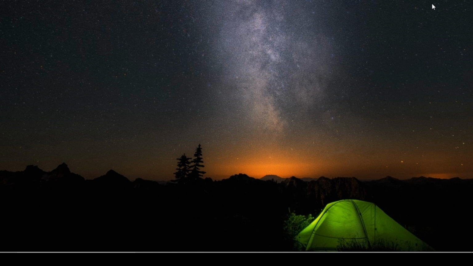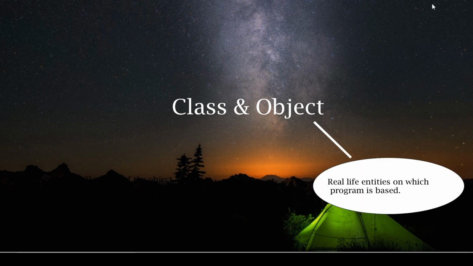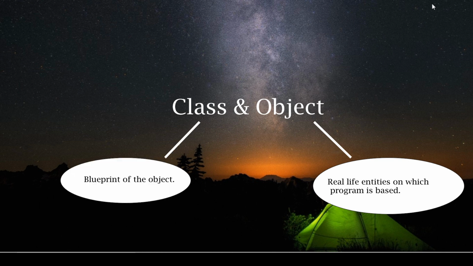The first topic that we will discuss is classes and objects. I have told you that objects are the real life entities on which we make the program, and classes are the blueprint of those objects, where the prototype of the objects is decided. So today we will take an example of an account, the same account that we have in banks.